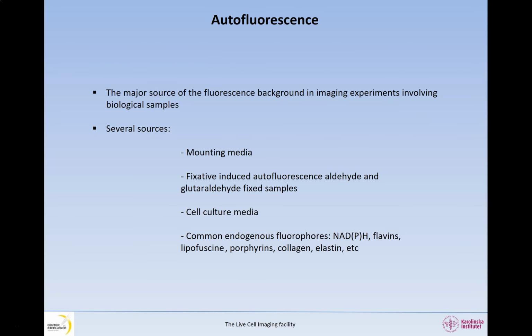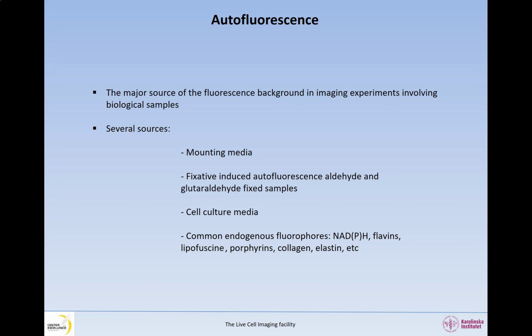Autofluorescence. The major source of the fluorescence background in imaging experiments involving biological samples is actually autofluorescence. So where does autofluorescence come from? Believe it or not, it can come from the mounting medium you use for mounting your sample. Autofluorescence can also result from the use of aldehyde fixatives such as formaldehyde or glutaraldehyde, and the detected fluorescence has a broad emission range, including blue, green, and red emission.